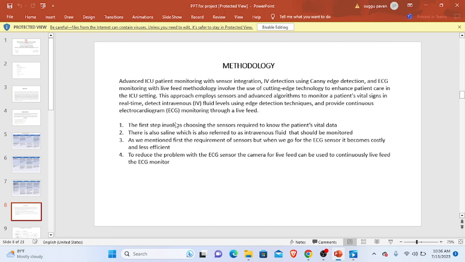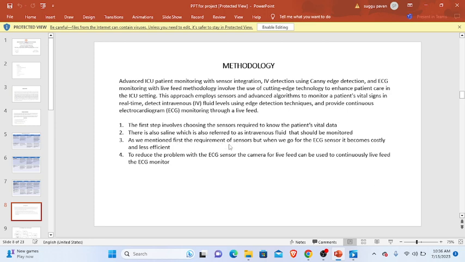on a web page. There is also a saline, which is also referred to as the intravenous fluid, that should be monitored. The intravenous fluid is monitored through the camera using a model which was trained on a data set which consists of saline images, which helps the machine learning to detect the saline and also the fluid level of the IV.